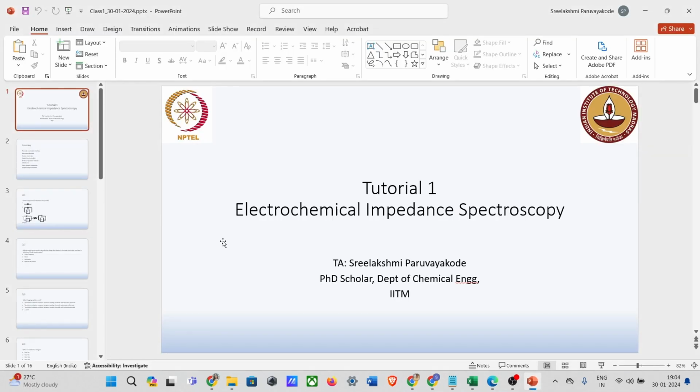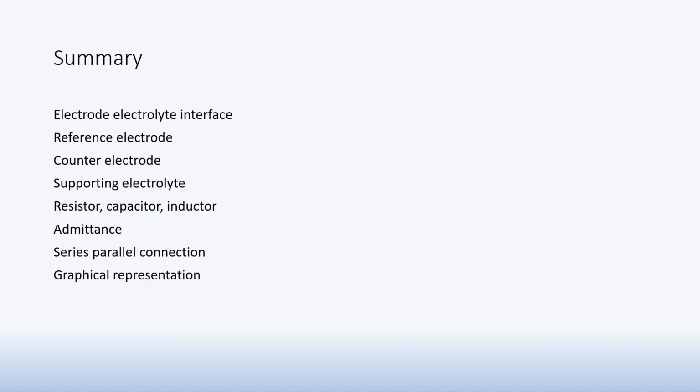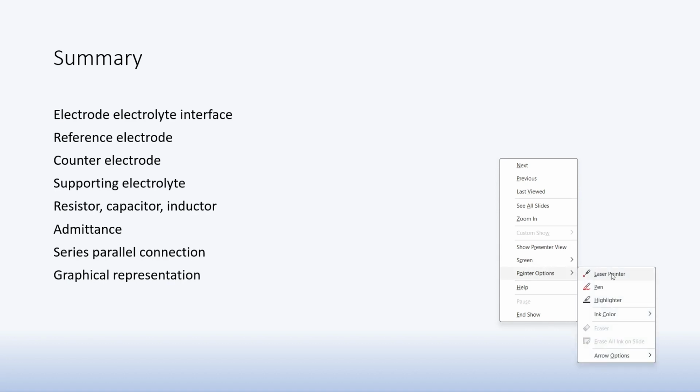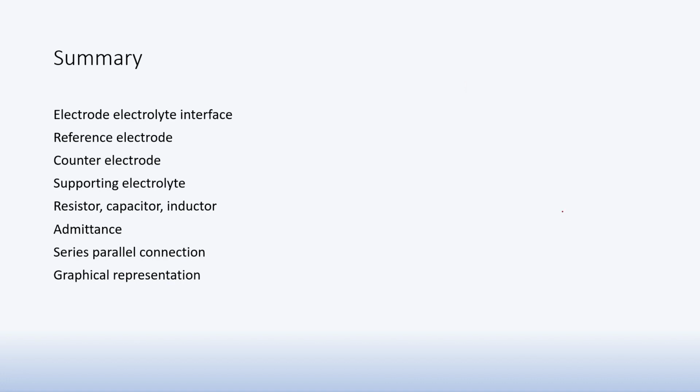So we'll start today's class, and this is the first tutorial for the electrochemical impedance spectroscopy. So we'll start with the summary of what was taught in the last week. I'll take a few minutes to explain what was taught last week. This will just help you to refresh your memory, and that will help us in solving the questions better.